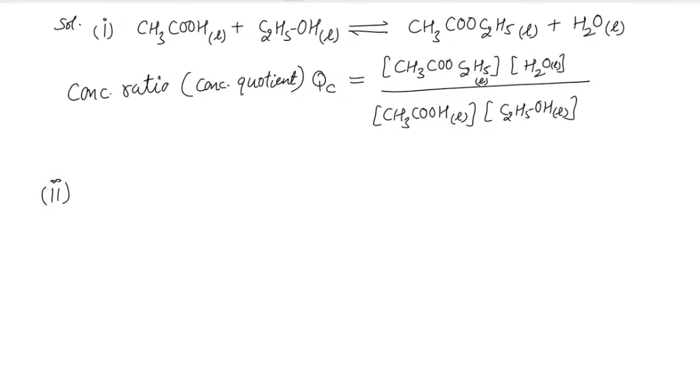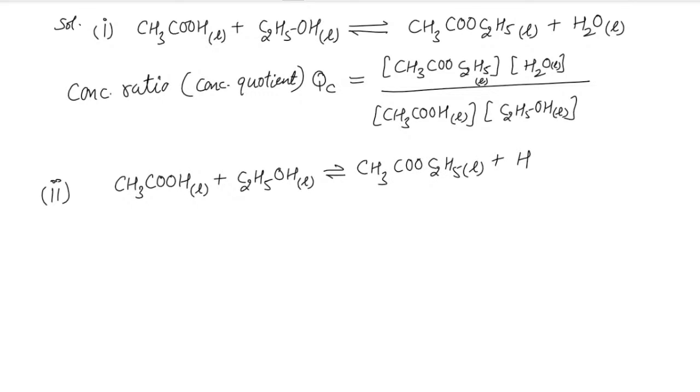Now second, acetic acid plus ethanol to give ethyl acetate and H2O. Now initial concentration. What was the initial concentration? 1 mole of acetic acid and 0.18 mole of ethanol. Ethyl acetate and water have 0.